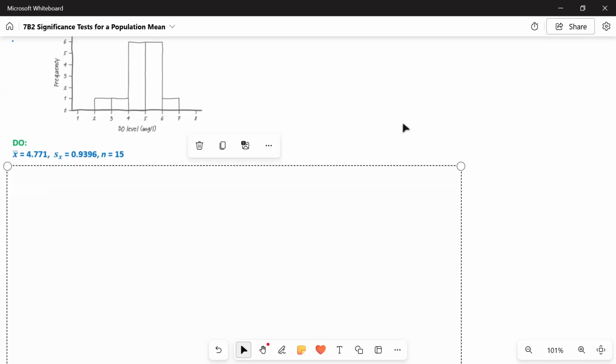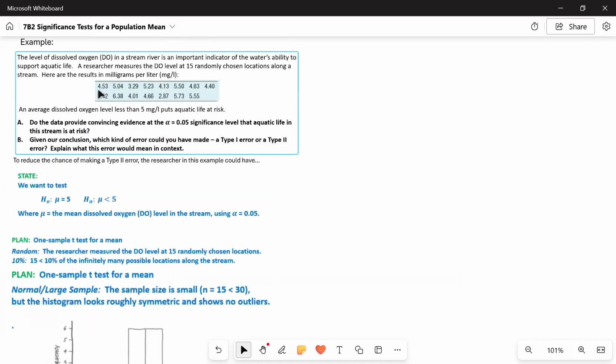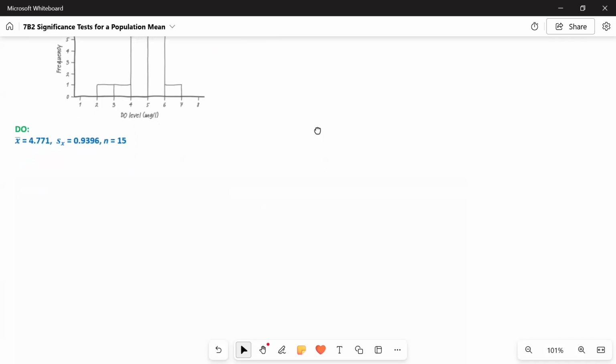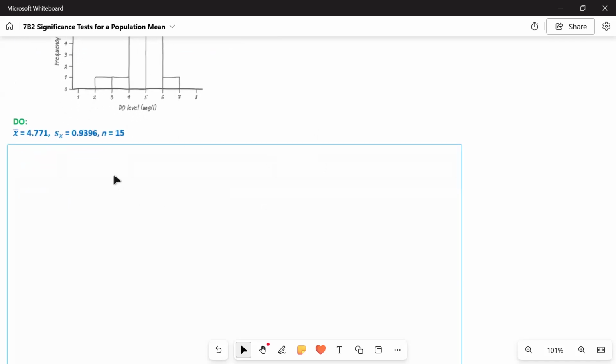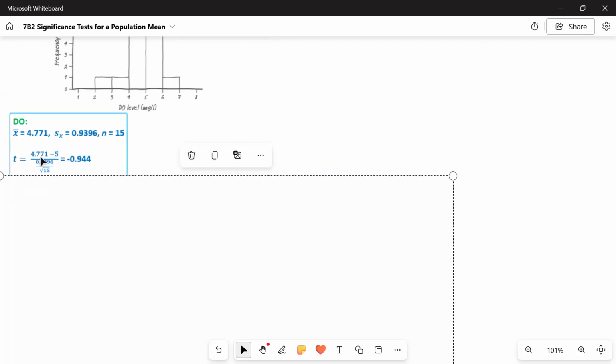It's important to write that information down, and you can do that by plugging the data into your calculator and doing one variable statistics, summary statistics on that. Then we get the t-star critical value of negative 0.944. Remember, we do our sample mean minus the hypothesized mean divided by the standard error of the sample.